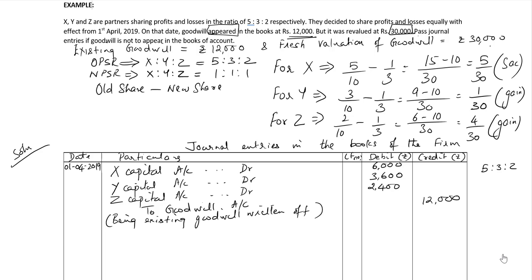So let's write the journal entry down. Same date, 1st April 2019. We need to debit the gaining partners. Y capital account debit, Z capital account debit, to X capital account.